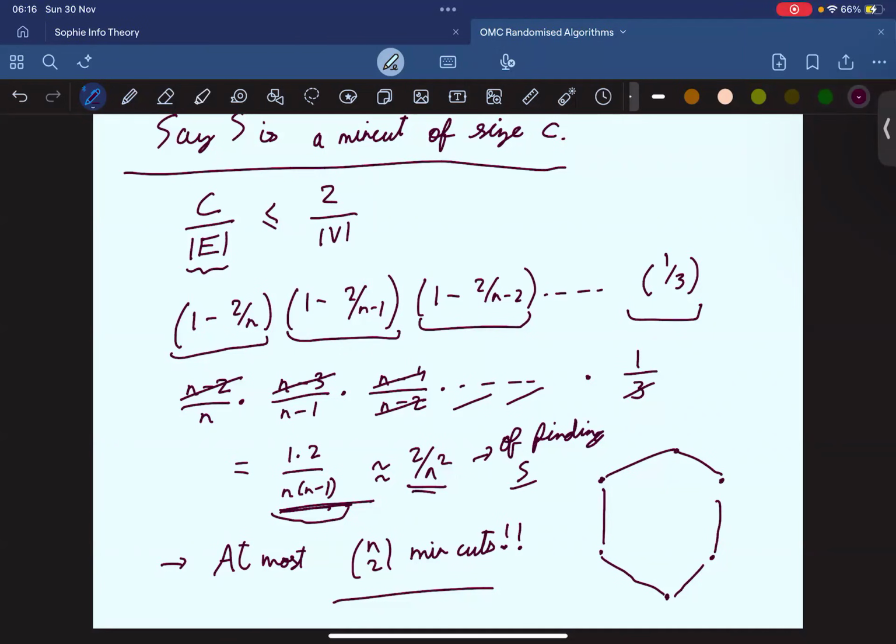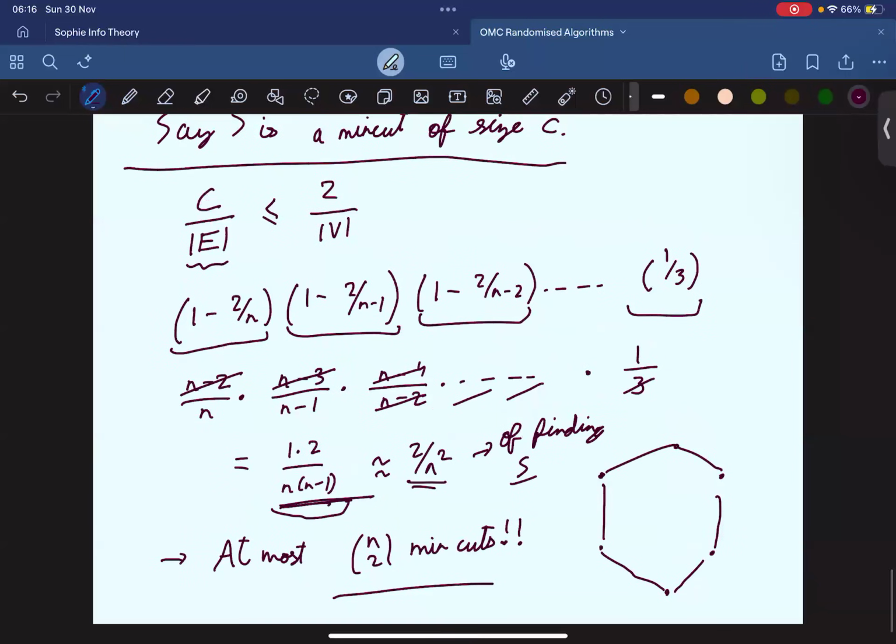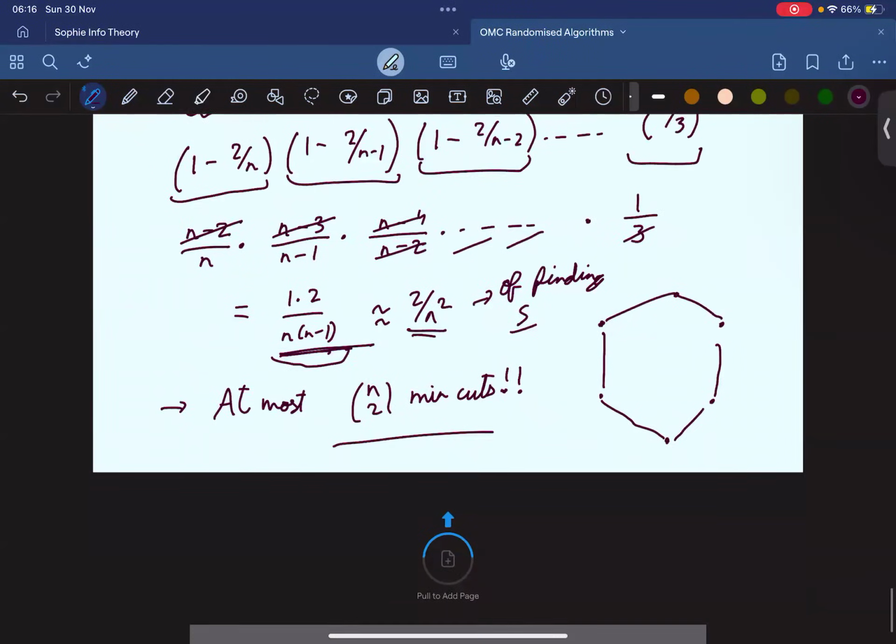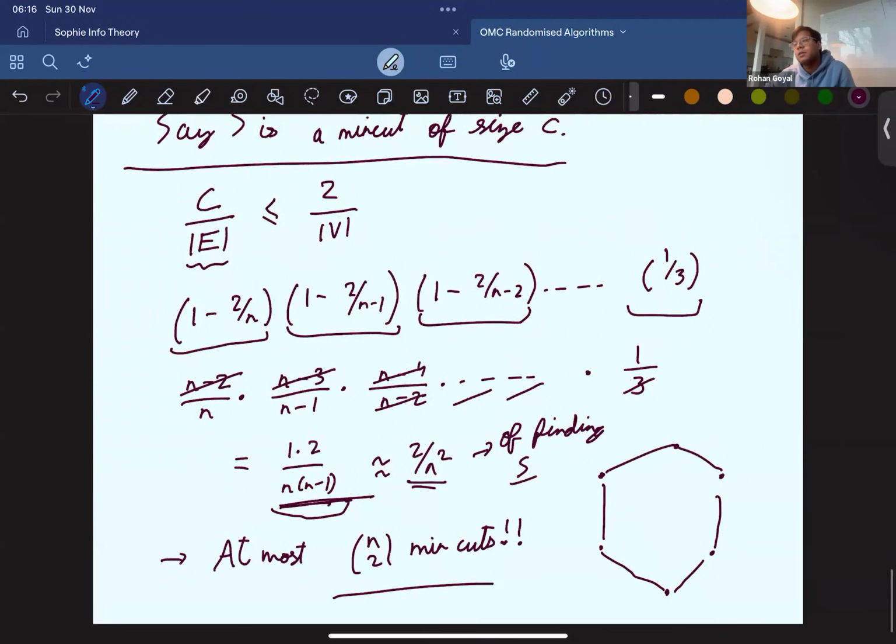Yes, correct. So there cannot be more than n choose 2 different ways of finding things, because at least one of them does not get found with probability 1 over n choose 2. I know this is a bit trickier, but that's why I didn't want to get into it. But the success of finding one of them is 1 over n choose 2. So you're saying that therefore there will be at most n choose 2 min cuts. Exactly. Okay, any other questions before we switch to the next part?